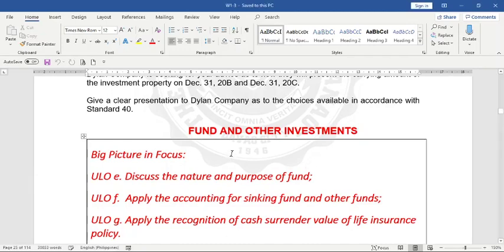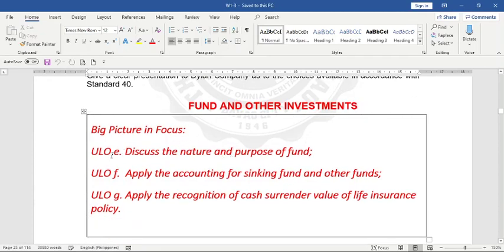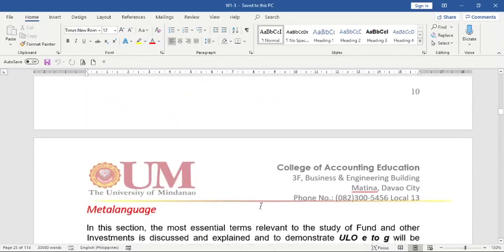Okay, now let's discuss funds and other investments. So here, this is our unit learning outcome. Discuss the nature and purpose of fund. Apply the accounting for sinking fund and other funds. And apply recognition of cash surrender value of life insurance policy.